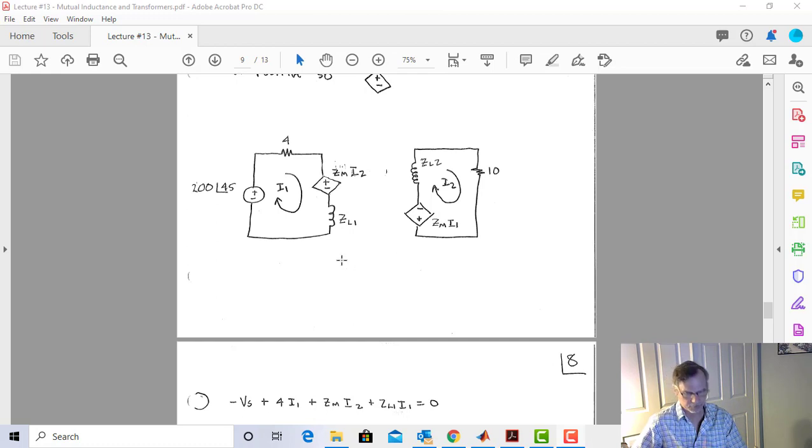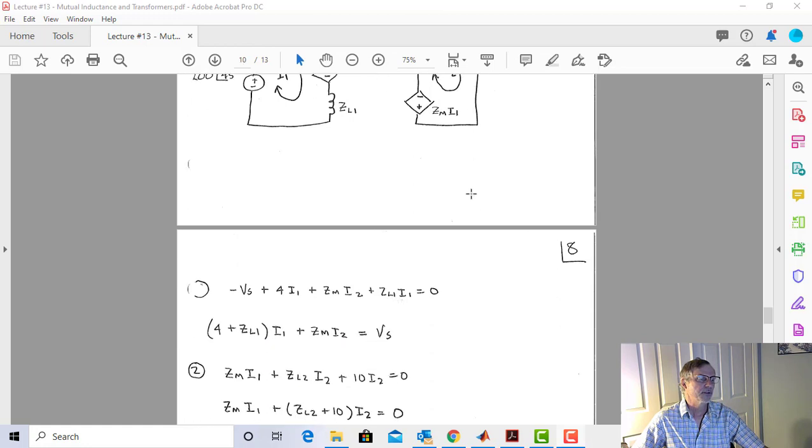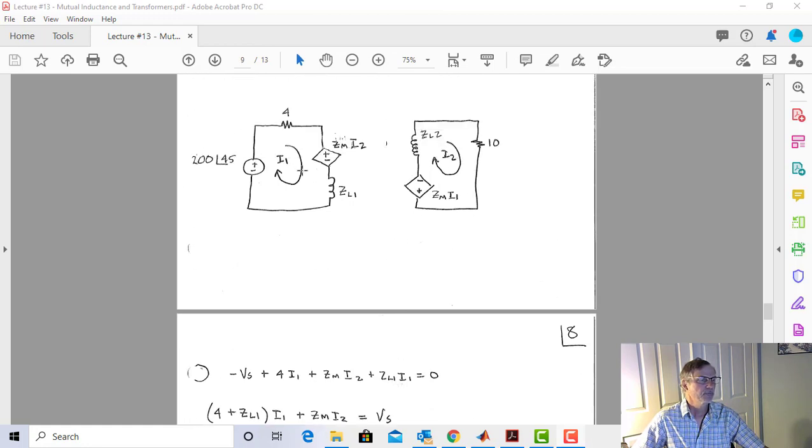And I'm left with just a circuit analysis problem with a couple of dependent sources. And here it is. So now let's write a couple of mesh equations. For this one, I have minus Vs. Vs is 200 at an angle of 45, plus 4I1 plus ZM I2 plus ZL1 I1. Now, does I2 go through here? Nope, not the way it works.